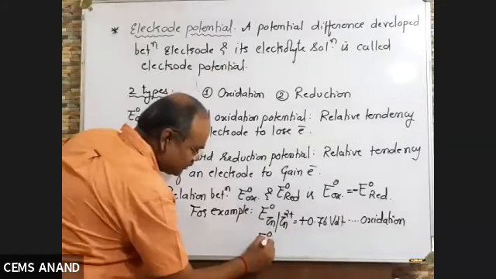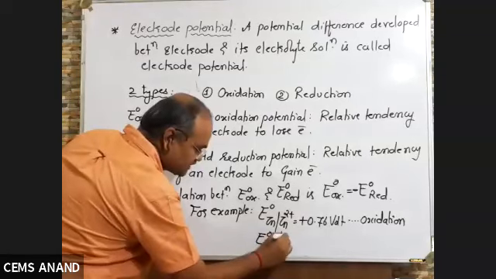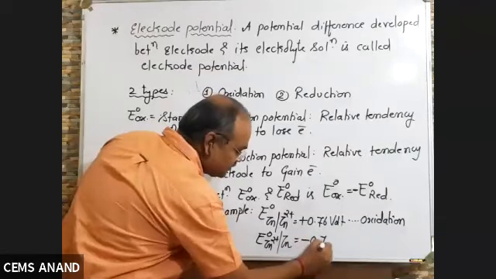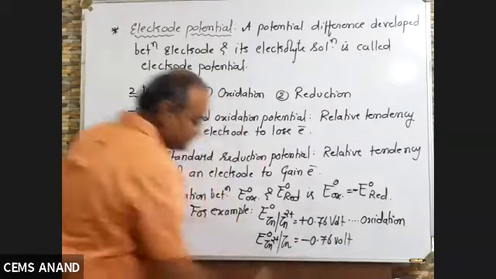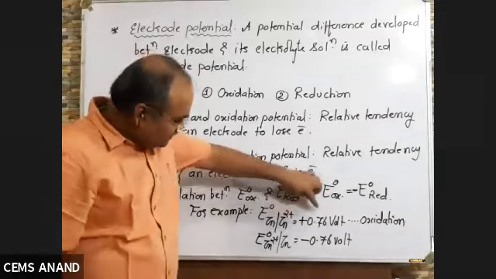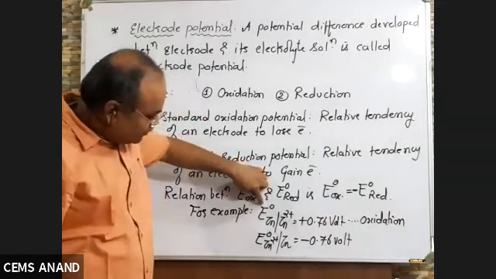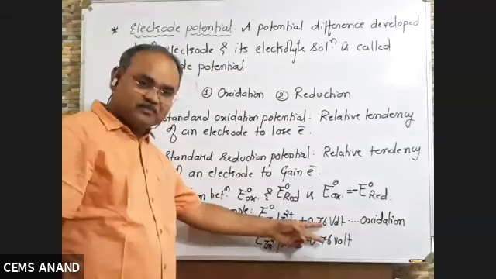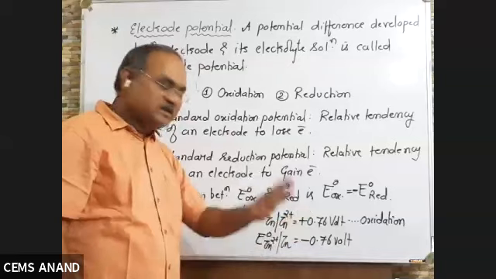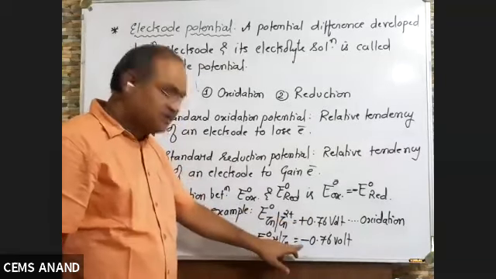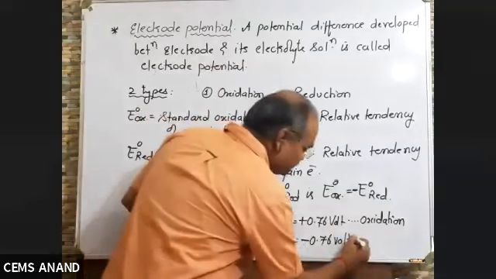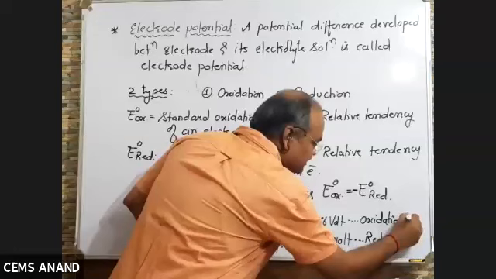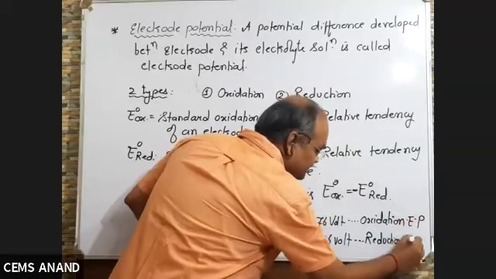But the same value, if I want to write it in terms of E0 Zn2 plus oblique Zn, then the value becomes minus 0.76 volt. You can see now the oxidation electrode potential and reduction electrode potential values are same, 0.76, 0.76. Only there is a difference in their magnitude. One is positive, another is negative. So here you can write this is oxidation electrode potential, reduction electrode potential.